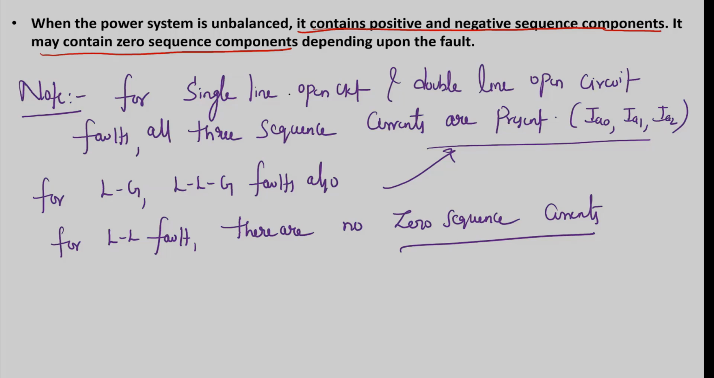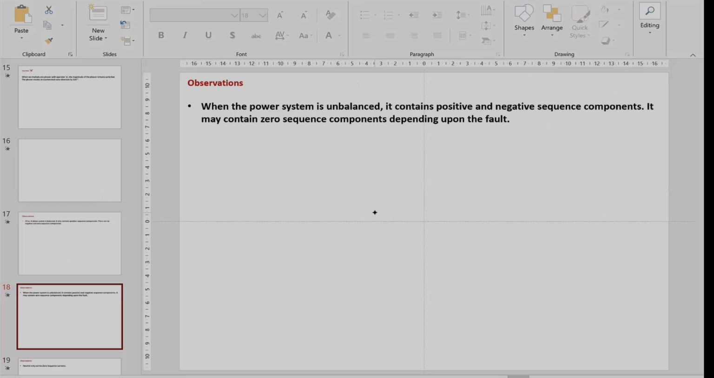For single line open circuit and double line open circuit faults, all three sequence currents are present. For LG and LLG faults, also all three sequence currents are present. For the double L fault, there are no zero sequence currents. So the conclusion is that when the power system is unbalanced, it definitely contains positive and negative sequence components, but depending upon the fault, zero sequence components may be present or absent. Okay.